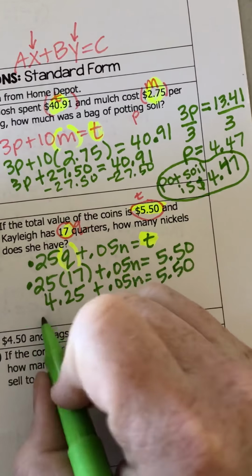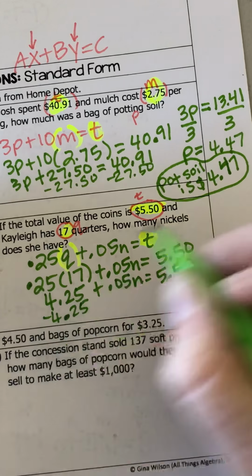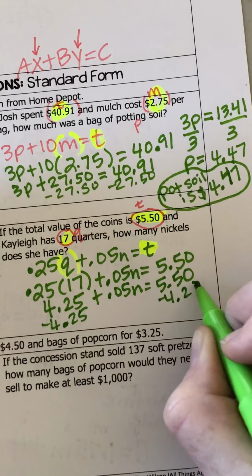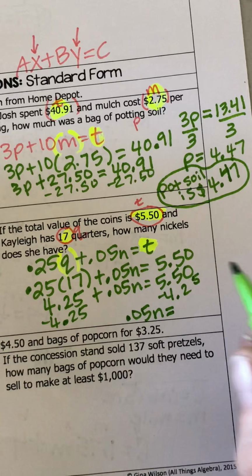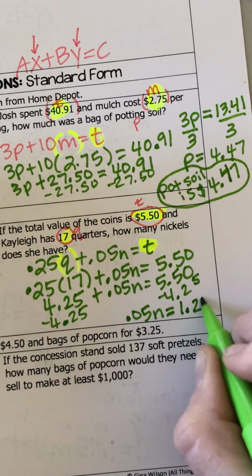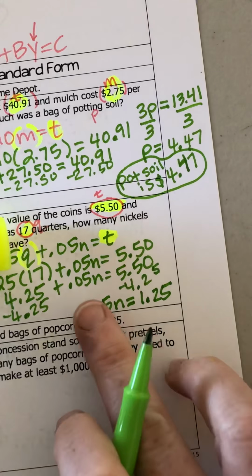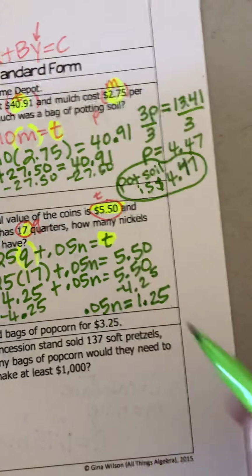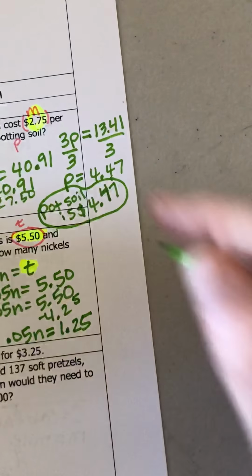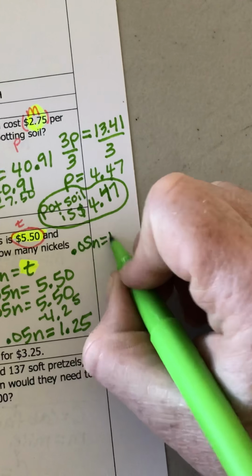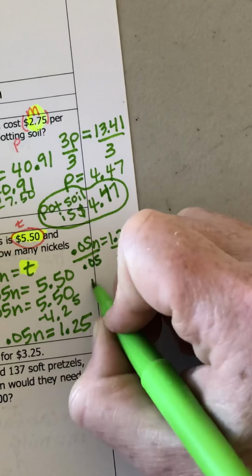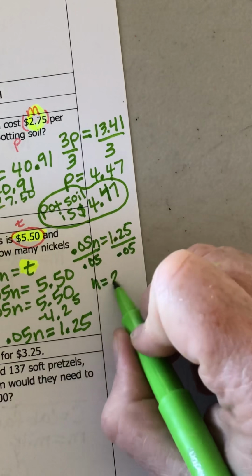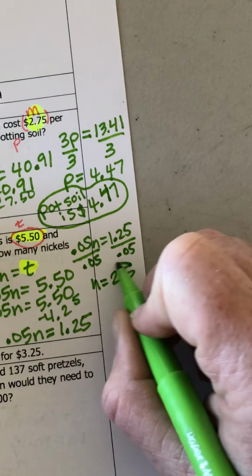I want to solve for N, so I'm going to subtract 4.25. So 0.05 N equals $1.25. So how many nickels are in $1.25? Well, that's what we're answering. Let me rewrite that, 0.05. We're going to divide by 0.05. N equals 25. So she has 25 nickels. That's it for your notes.